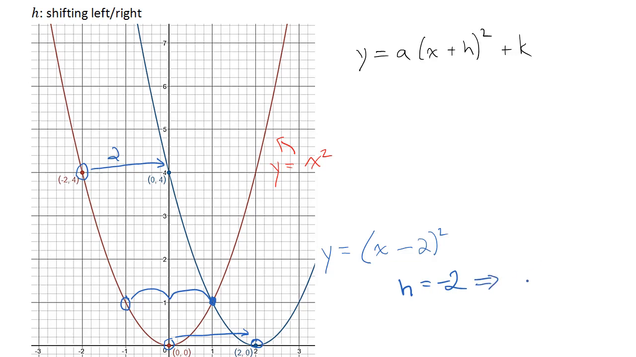And what's happening there? Well, we're shifting 2 to the right. So whatever number's inside the brackets with the x, that number is going to tell you how far you're going to go left or right. Now, it's kind of backwards from what you'd expect. If it's negative, we're going to the right. And if it's positive, we'll be going to the left.